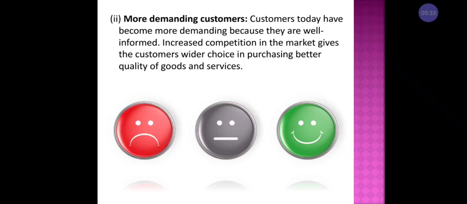Once again, I'll repeat: more demanding customers means today's customers are becoming more aware. They are getting more information about products and services. Why? Because in the market there is more competition. With this competition, customers get a wider choice of goods and services, and not only goods and services, but good quality goods and services. It is called more demanding customers.